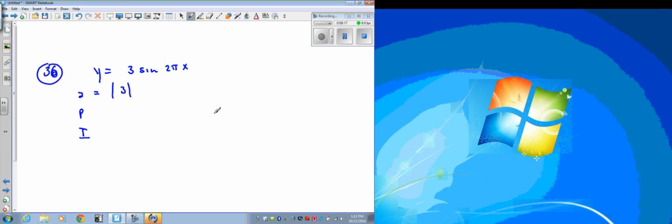So I set my interval 0 less than or equal to, which is less than or equal to 2 pi, and I put this whole thing in there, 2 pi x, and I divide 2 pi. So then this becomes 0 less than or equal to x, which is less than or equal to 1. So the period is 1, and the interval is 0 to 1.